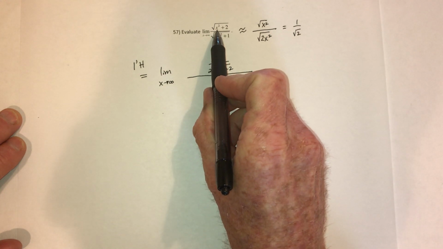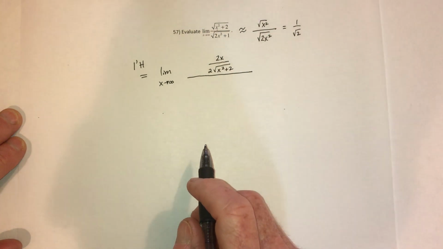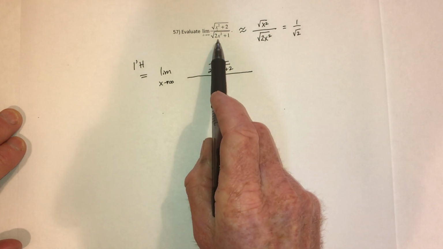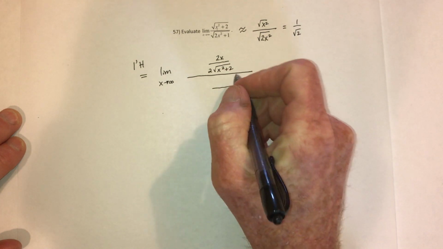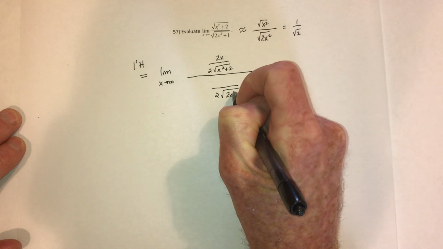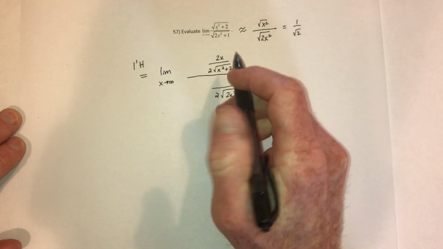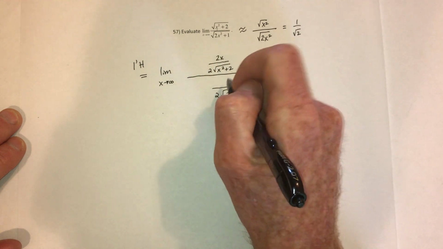And then do the chain rule. The derivative of the inside is a 2x. Now for the derivative of the denominator, again, it's going to be 1 over 2 times that square root. And then take the derivative of the inside, which is going to be a 4x.